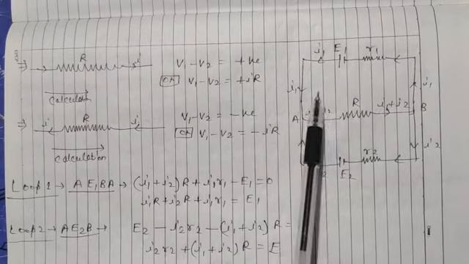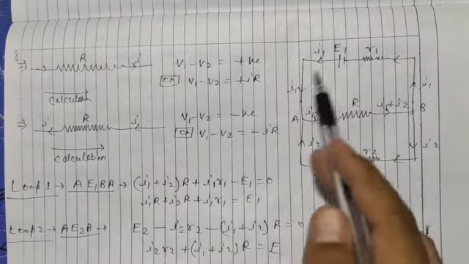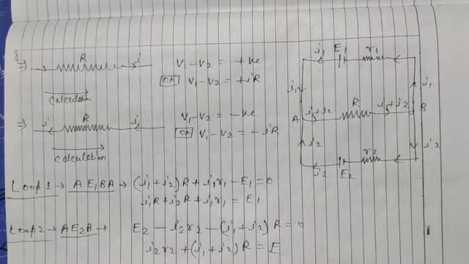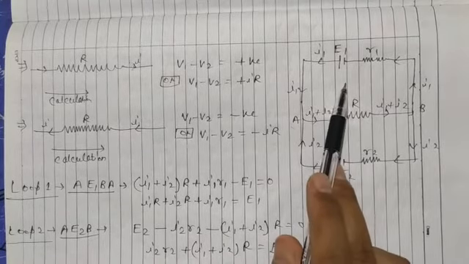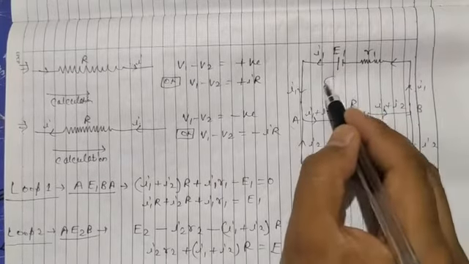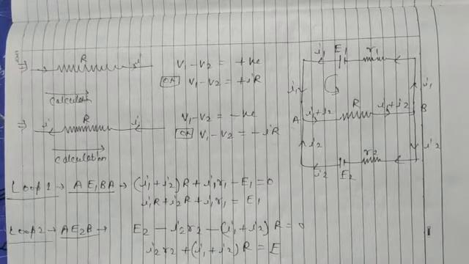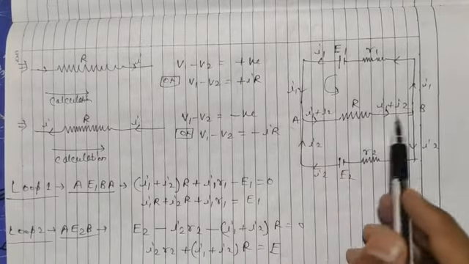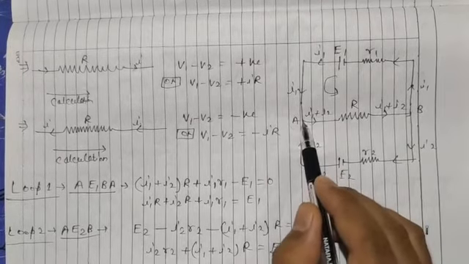Loop 1, which is loop 1 A E1 B A. Let this be loop 1 and this be loop 2. We apply Kirchhoff's second law in loop 1. Let our direction of calculation be anti-clockwise. We choose this anti-clockwise direction. This is only the direction of calculation. Here there are only 3 elements. Let us start from A.